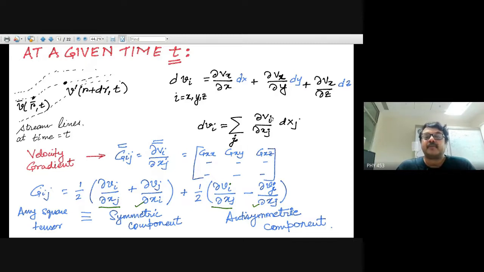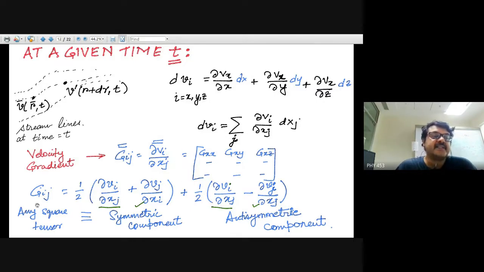So just focusing on this del vi del xj, right? Where i can run from 1, 2, 3, and j can run from 1, 2, 3, x, y, z. Then Gij, the velocity gradient tensor, can be written as del vi del xj. In general, Gxx is del vx del x, Gxy is del vx del y. Here you would have del vy del xj, and so on and so forth, right? So basically, dvi, here you have a repeated index, and we are just focusing on this, and you're writing down the 9 components in a tensor.